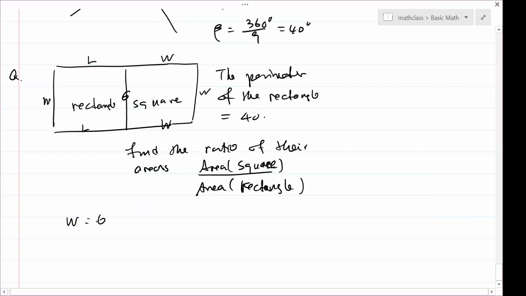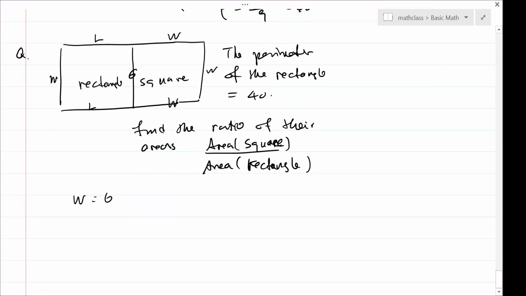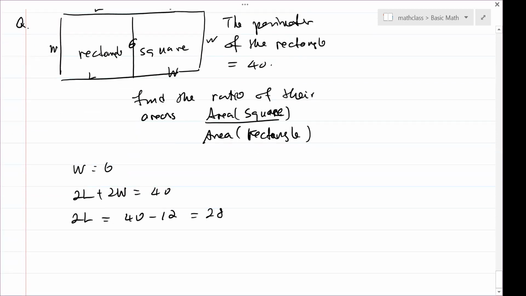Okay, the square. So the perimeter of this will be, right, 2L plus 2W is going to be 40. So 2L is going to be 40 minus 2W, 12, right? So that is going to be 28, okay? So it's 28, so L is going to be 14.